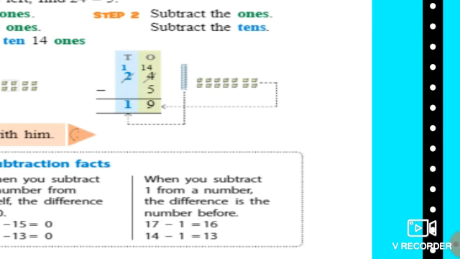In counting, 16 comes before 17, and 17 comes after 16. Firstly 16 comes, then 17, then 18, then 19, then 20. That's why they are saying, when we subtract 1 from a number, the difference is the number before. So 14 minus 1 is 13, because in counting 13 comes before 14.